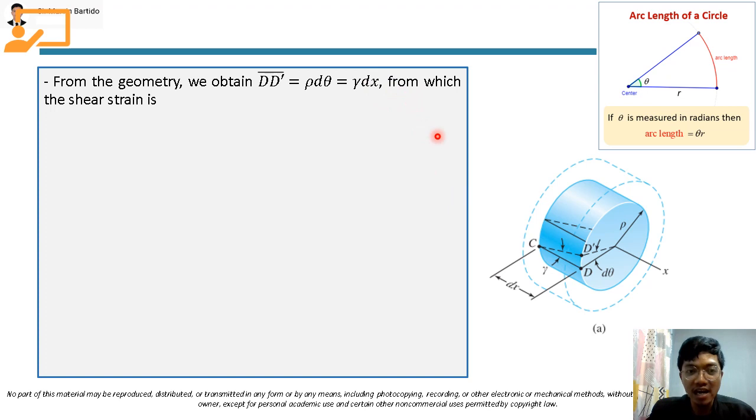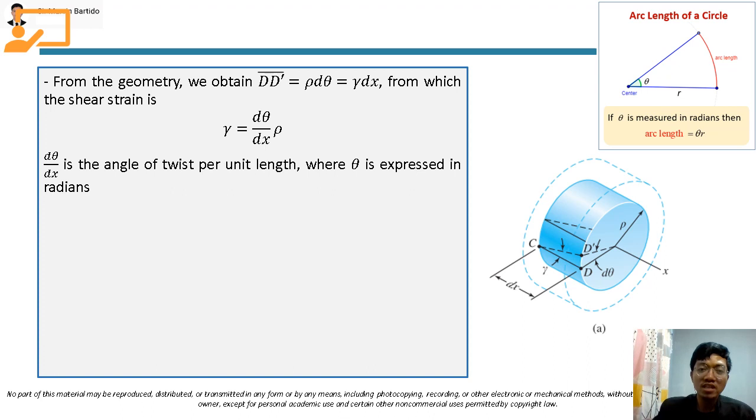From here, we can equate rho d theta and gamma dx. Equating them gives us gamma equal to rho times d theta over dx. From this equation, d theta over dx is the angle of twist per unit length, where theta is expressed in radians. Take note of that.